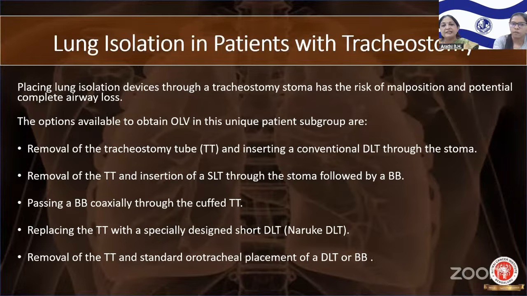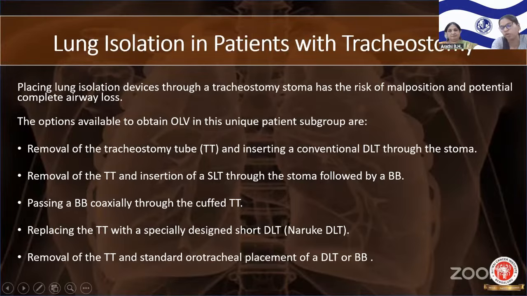So how do you isolate the lung in a patient with a tracheostomy? Placing lung isolation devices through a tracheal stoma carries a high risk of malposition, and complete airway loss is possible. However, there are various options available to obtain one lung ventilation in a tracheostomized patient.